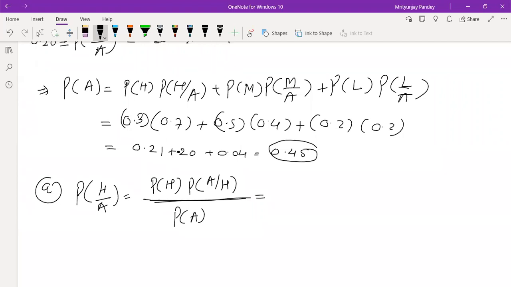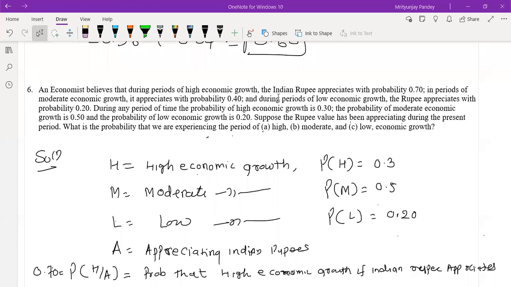Right? We calculated P of A. It seems there's some confusion. Wait. The probability that the Indian rupee appreciates is 0.7, that is P of A equals 0.7, if high economic growth is done, that is A by H. Understood this sentence or not?